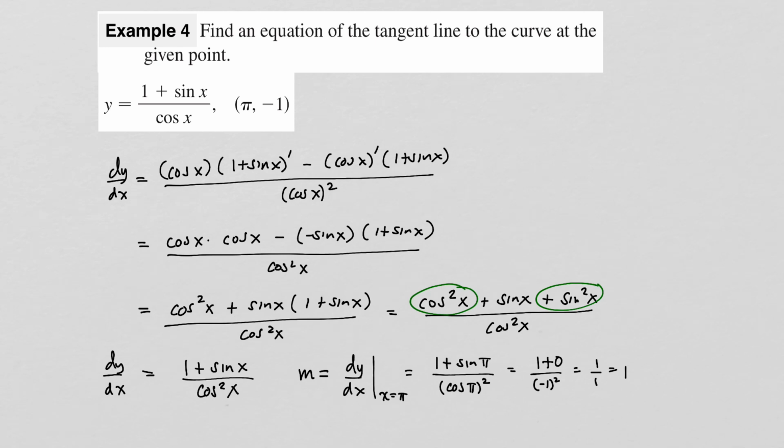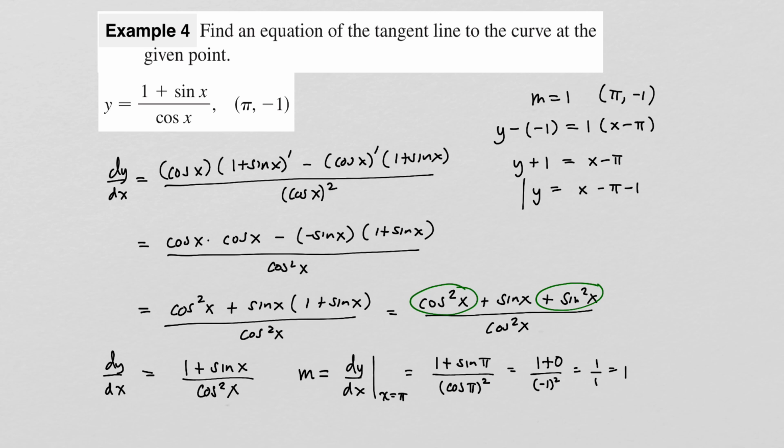So now for the equation of the tangent line, we have a slope equal to 1, and we have the point pi, -1. And so the equation of the tangent line is y minus -1 equals 1 times x minus pi. And this is y plus 1 equals x minus pi. If we subtract 1 from both sides, we get y equals x minus pi minus 1.